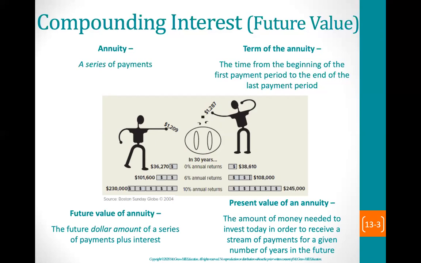Over 30 years, if you just saved $1,209 a year, you would save $36,270. If you put that in the bank with a 6% interest rate, you would save $101,600. 10% would save $230,000. If you give up coffee completely to save that $1,287 per year, in 30 years you would have saved $38,000. If you put it in the bank and earn 6% interest, you'd save $108,000. 10% would save you $245,000. So that's a lot of money you can save by not going to Starbucks or to Dunkin' Donuts for coffee.